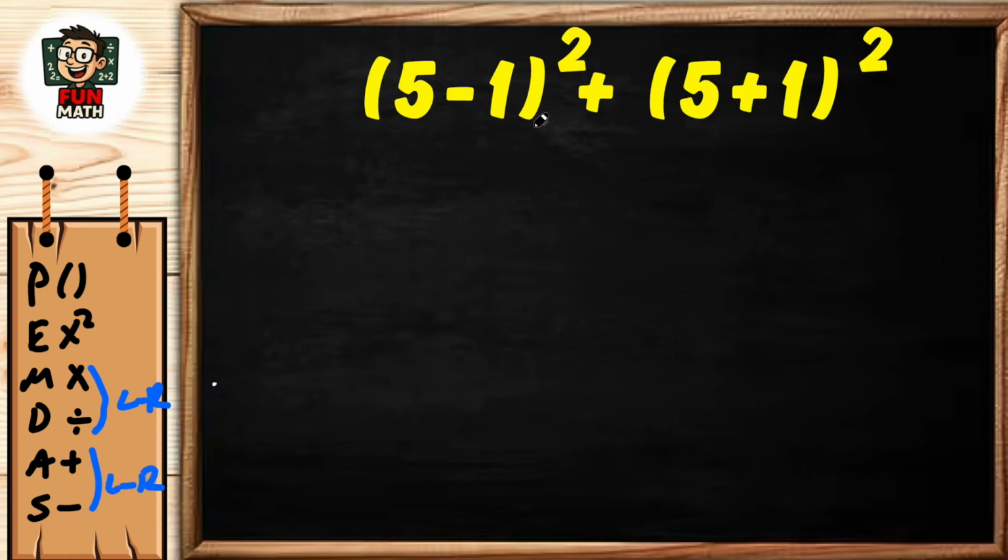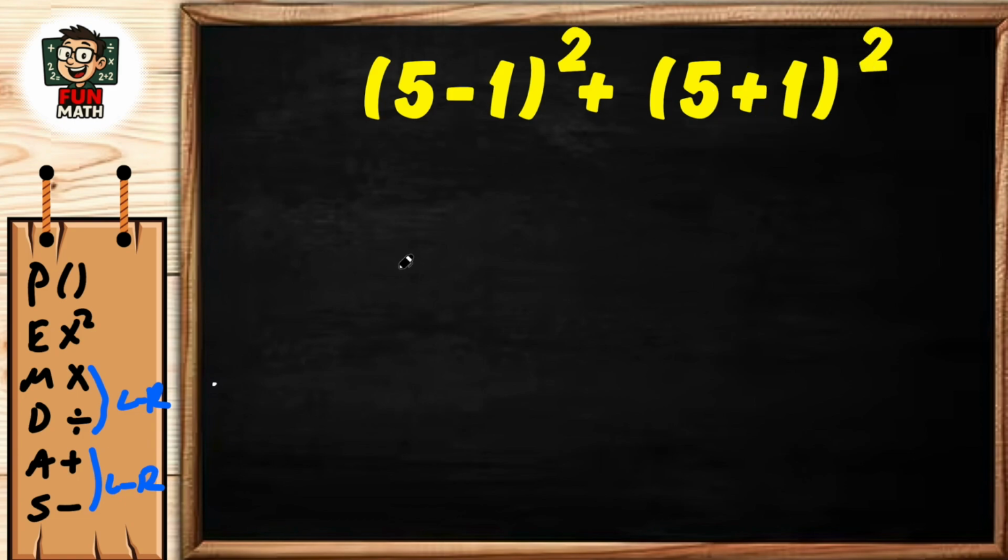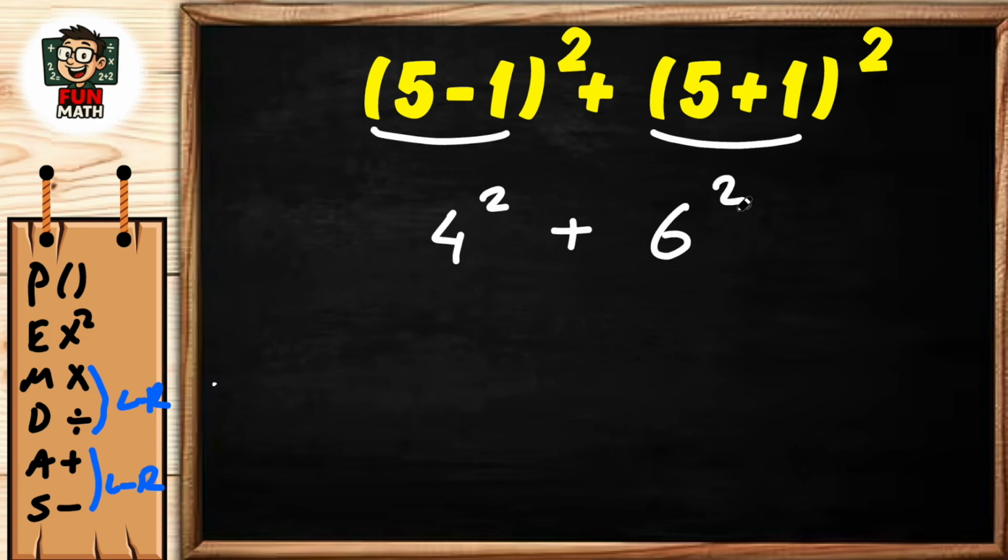What operations are there? Parentheses, subtraction, exponent, addition, parentheses, addition, exponent. What should we do first? Of course, we solve the parentheses. First parenthesis, 5 minus 1 equals 4, power 2, plus second parenthesis, 5 plus 1 equals 6, power 2. Now let's calculate the exponents.